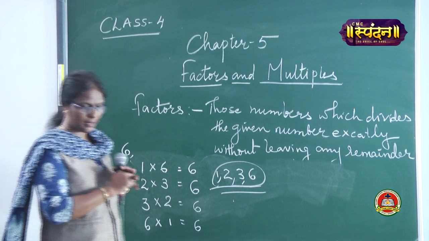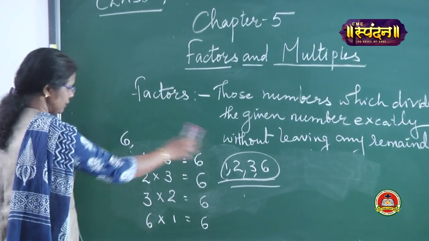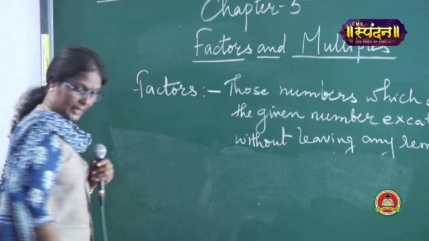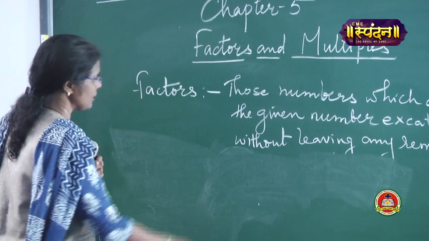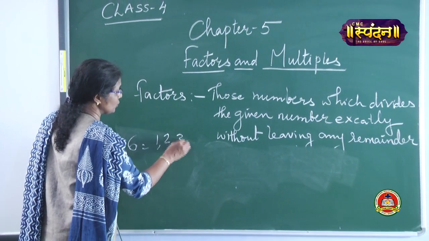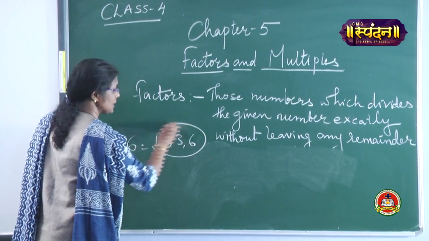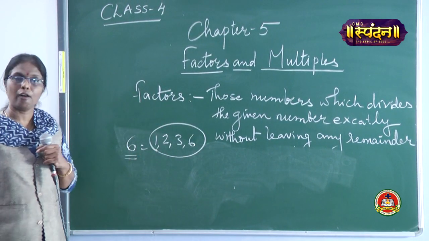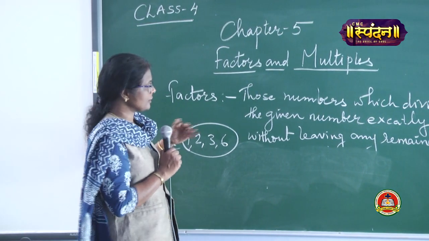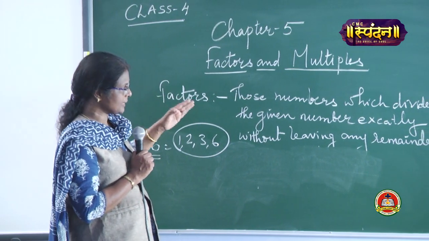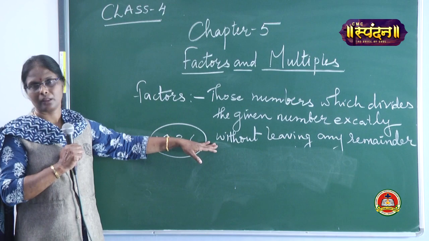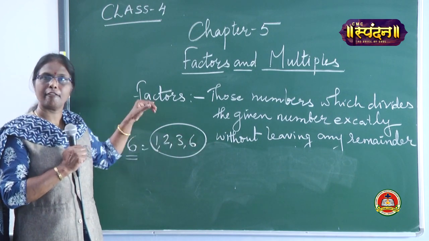So what I mean to say is that here the definition is proven: the number which exactly divides the given number, that means these numbers as we have written for 6, 1, 2, 3 and 6, these are the factors of 6. Okay, so once again I am telling, what are factors? The numbers which divide the given number exactly without leaving any remainder. Those numbers are called factors.